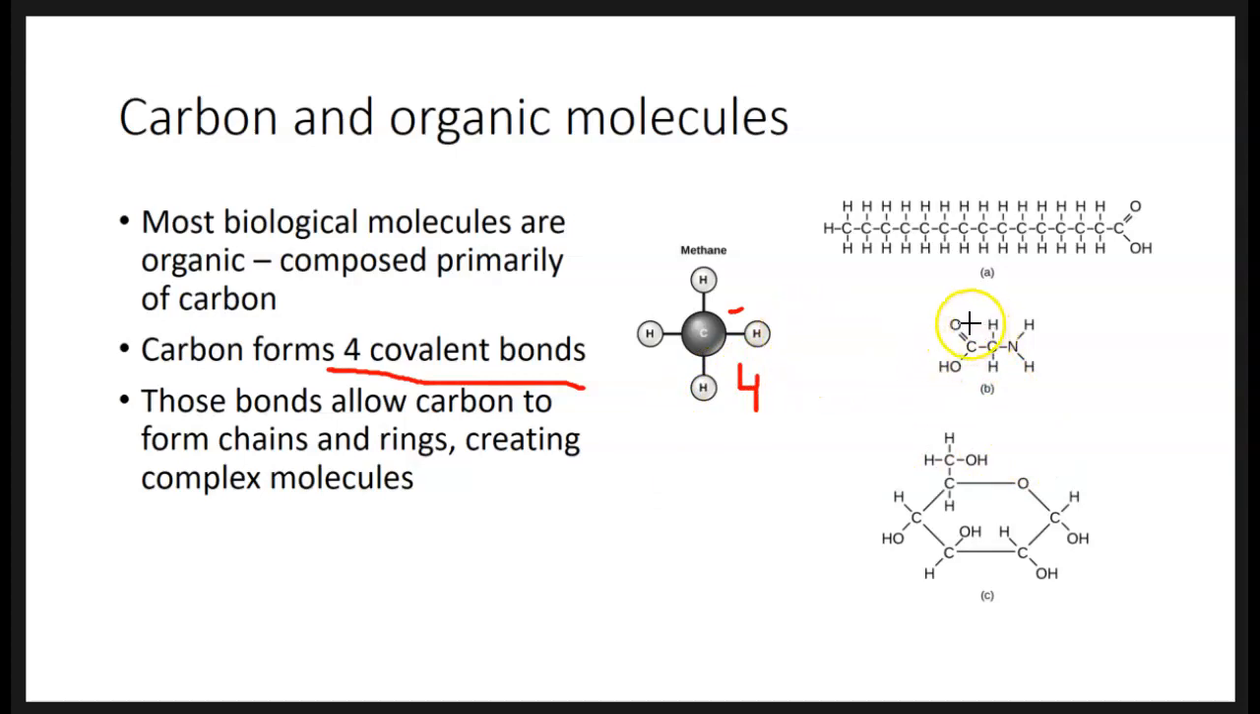Those can be double covalent bonds, which count as 2 covalent bonds, like this oxygen here, or they can be single covalent bonds, like the bonds to this hydrogen here. But whenever you see a carbon, it's got 4 covalent bonds. Those bonds can be to a lot of different molecules, especially other carbons, and so carbon is capable of forming chains or even rings that make up really complex molecules.